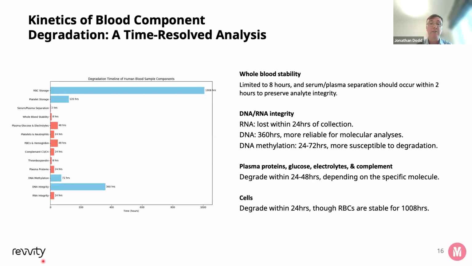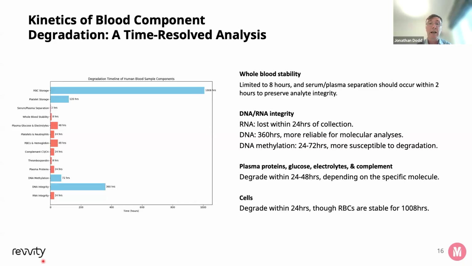Whilst the cellular factors can degrade within 24 hours, molecular factors such as the DNA and RNA are typically a little bit more stable. So an RNA profile and transcriptomic profile is generally lost within about 24 hours, but the DNA profile can last up to 360 hours, making it much more reliable for molecular analysis. And likewise, DNA methylation is more stable than the RNA equivalent.